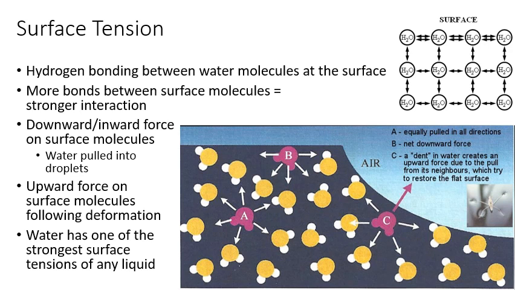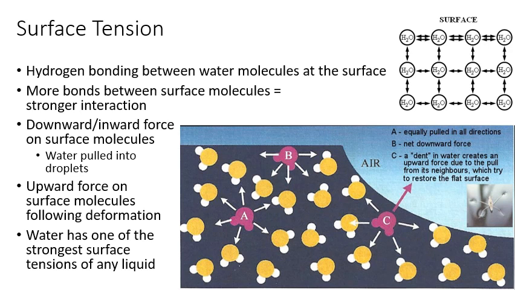So, every liquid has a surface tension. A lot of them have a very small surface tension, so it's really, really easy to break the surface, and some of them have a higher surface tension, and water is like one of the highest. And that is because of hydrogen bonding that occurs, especially at the surface of the water, or between water molecules that are at the surface.